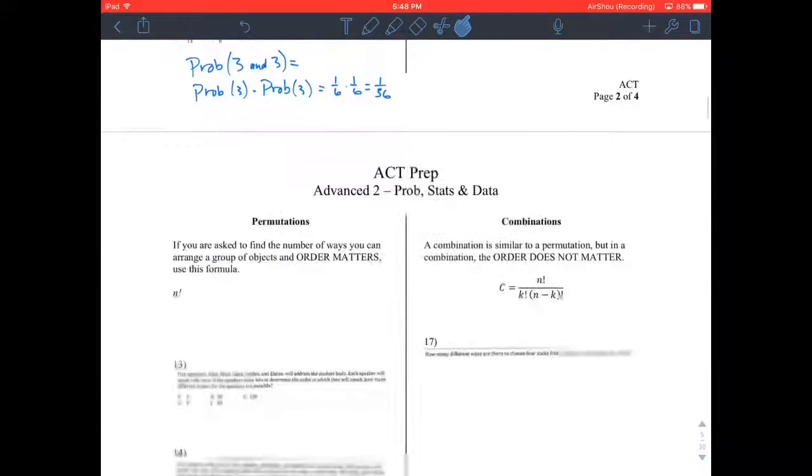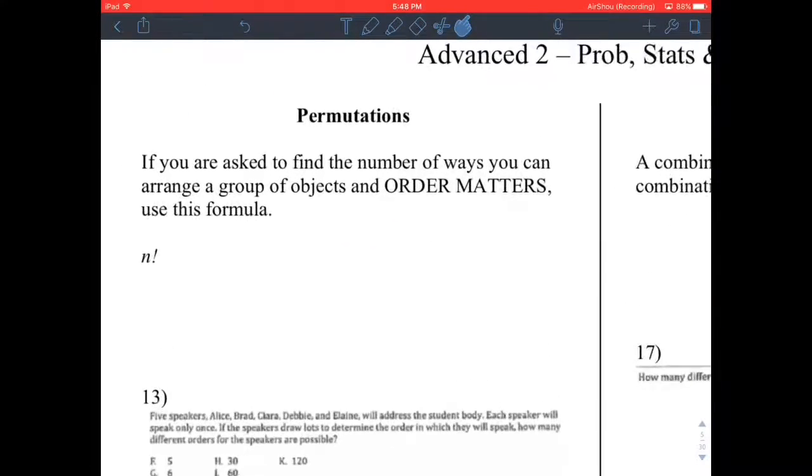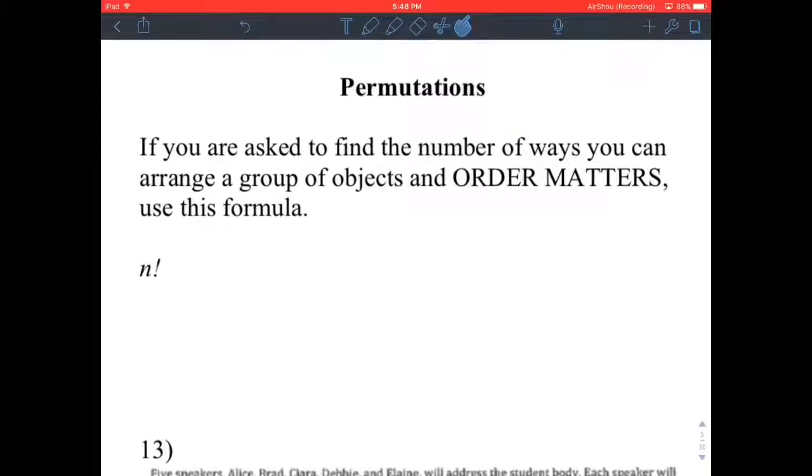All right, let's talk about permutations. Permutations and combinations are related to each other. In both cases, you have a group of objects and you're supposed to pull part of those objects out and arrange them in some way. Don't arrange all of them, just part of them.